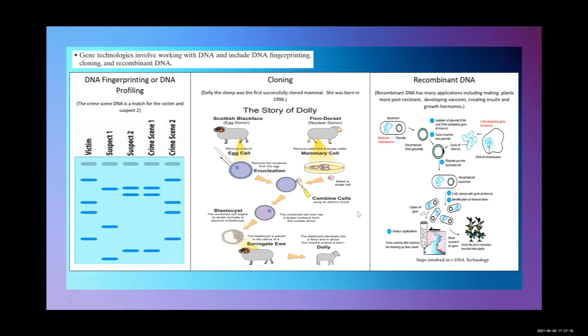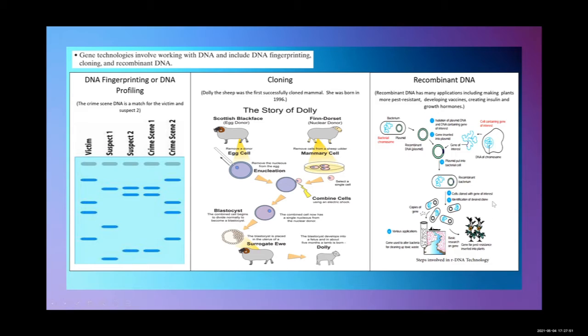Oh, and just so you know, cloning mostly since then has been used to create tissues that can be used to replace unhealthy or missing tissues in patients who, say, have a major burn or injury and have lost skin, or need other types of cells in their body that can't regenerate. They can use cloning for that. So recombinant DNA has applications including making plants more pest resistant, developing vaccines, and creating insulin and growth hormones. This is just something I want you to know exists.